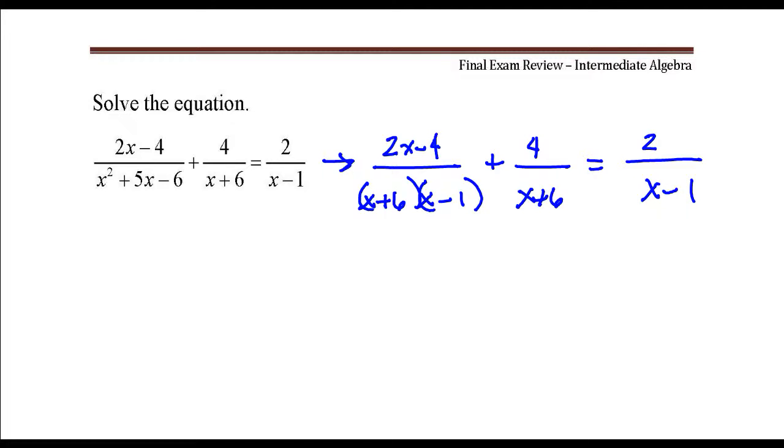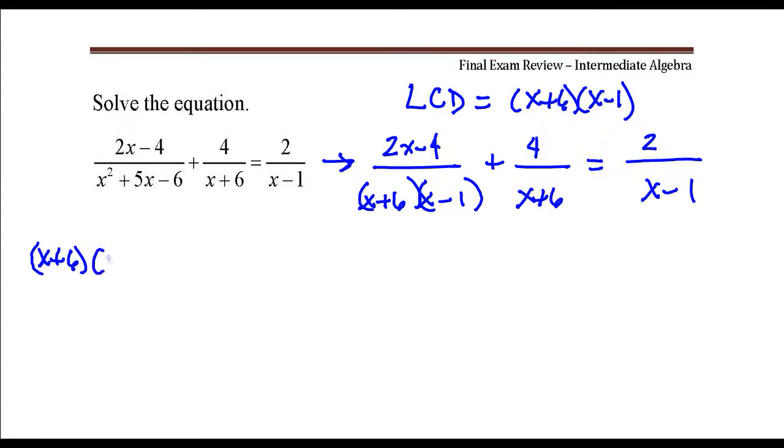Okay, so I want to multiply each fraction by the least common denominator. Least common denominator in this case is the product of the binomials x plus 6 times x minus 1. So I'm going to multiply each fraction by the least common denominator.